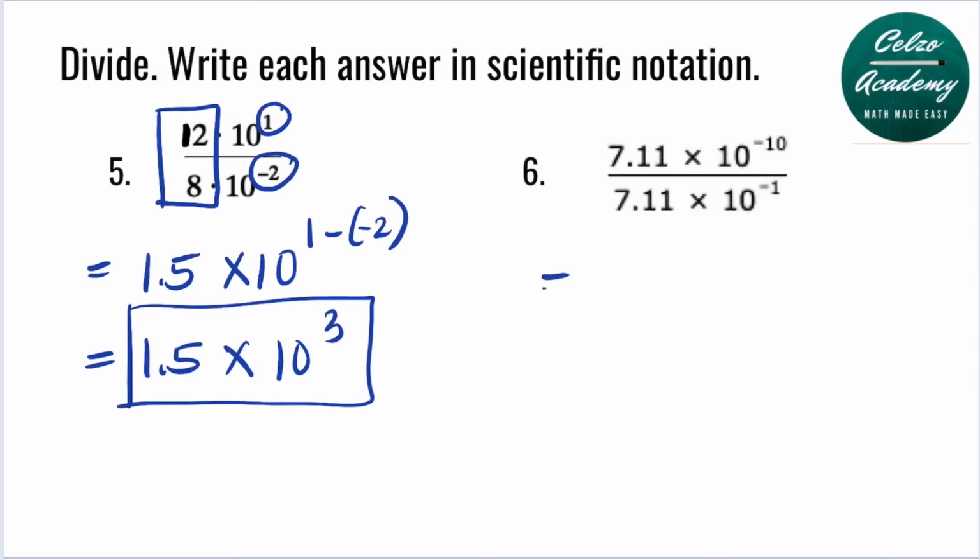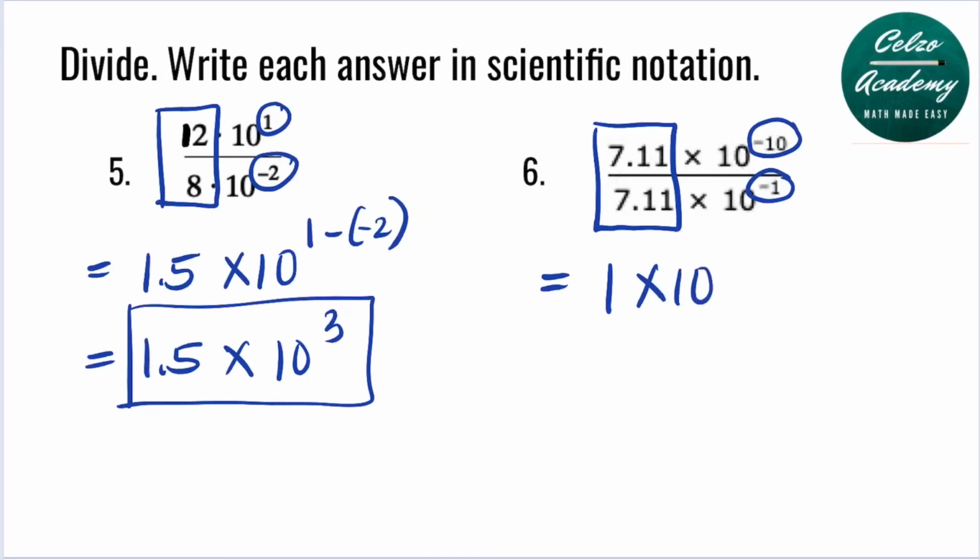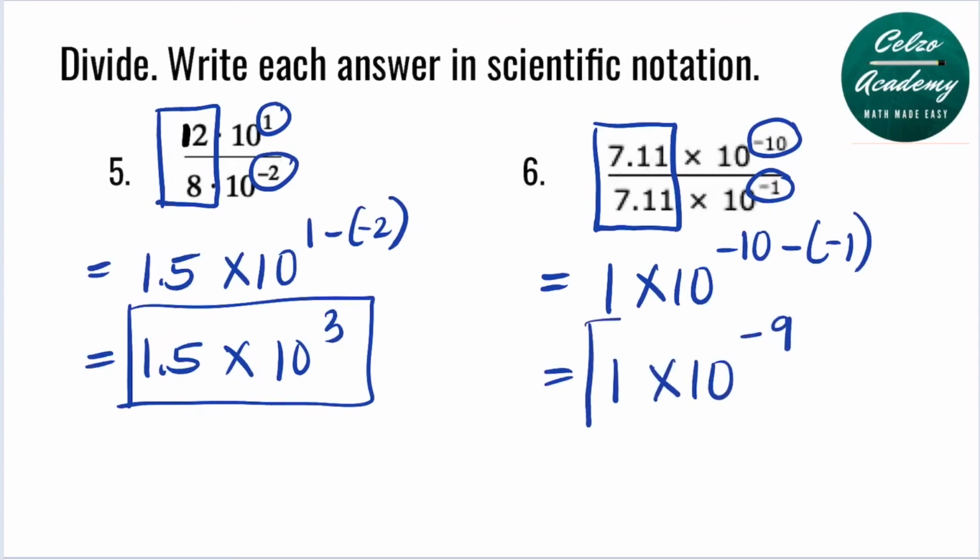Question number 6. 7.11 times 10 to the power of negative 10, all over 7.11 times 10 to the power of negative 1. The first step is to divide the a values, 7.11 and 7.11, and that is 1. Now we need to subtract the powers, negative 10 minus negative 1. And that is times 10 to the power of negative 10 minus negative 1. So the final answer is 1 times 10 to the power of negative 9.